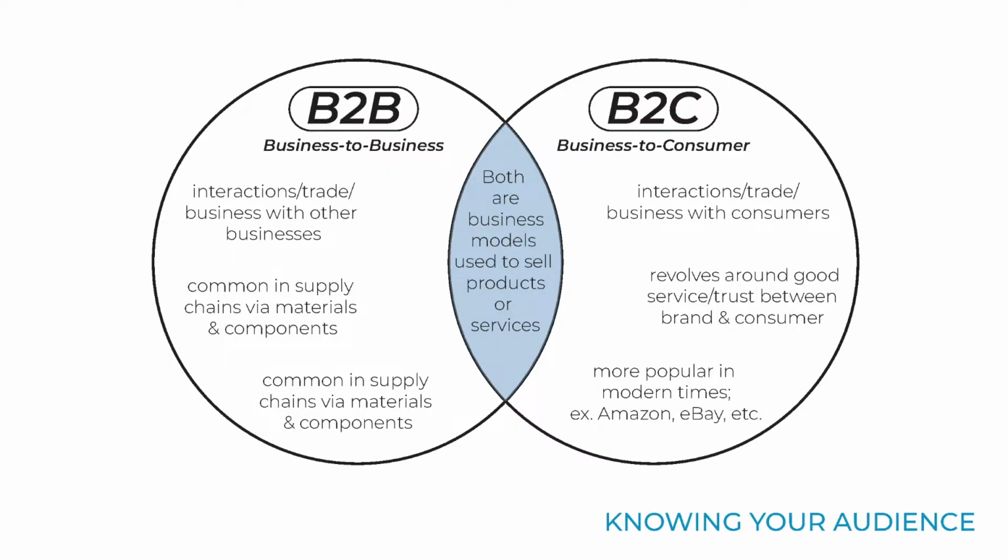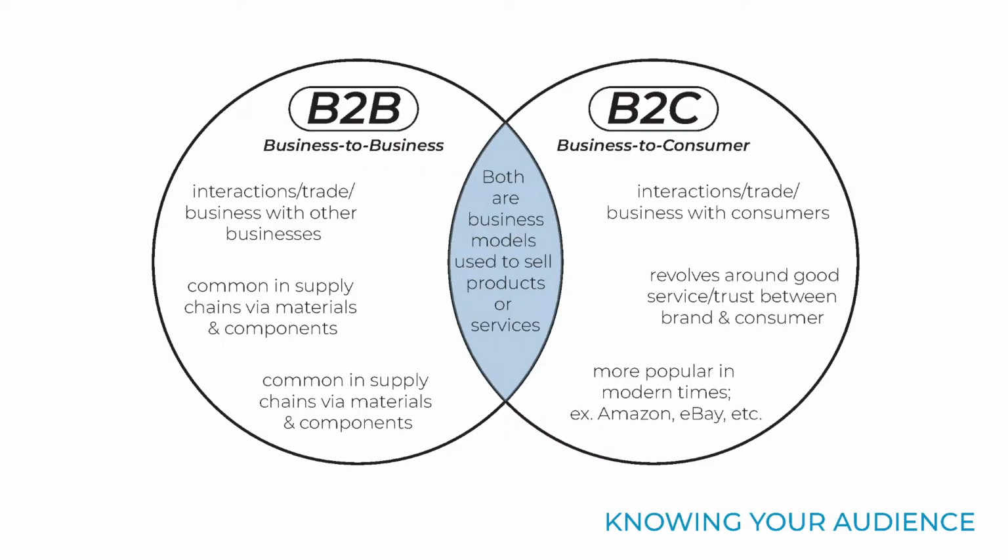You have B2B, which is business to business, and then we have business to consumer. Business to business is a business model that focuses on businesses advertising or wanting to do trades and so on with other businesses. This is common in supply chains via materials and components, where, long story short, one business has the raw materials and components, and if another business needs those components, they ship them off in order for that business to continue making what they're making and send it to the consumer.